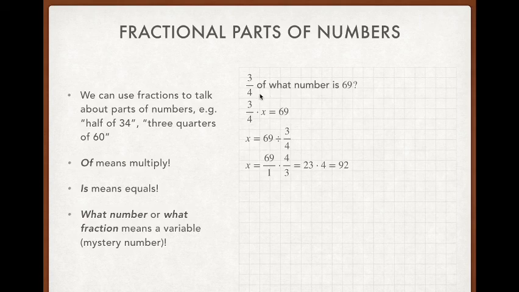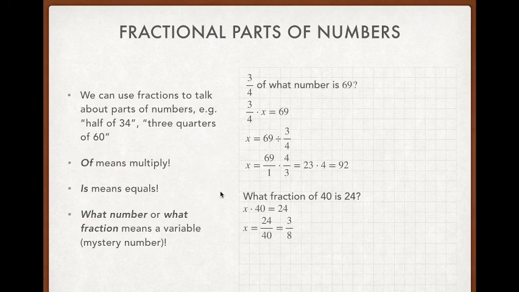Once we get to this point, we know we just need to divide both sides by 3/4. X is 69 divided by 3/4, or remember, we could multiply by the reciprocal. 69 over 1 times 4 over 3. The 3 and the 69 cancel out to give us 23 times 4, or 92.